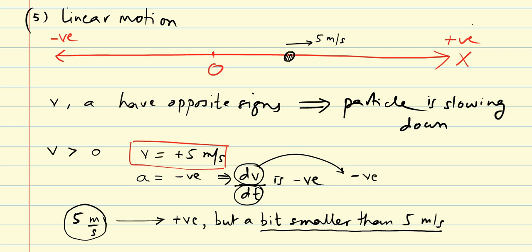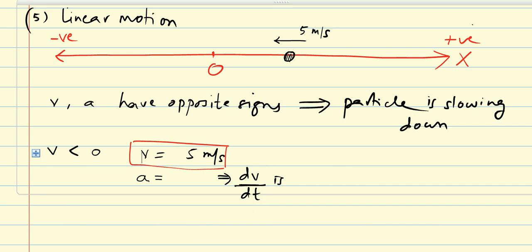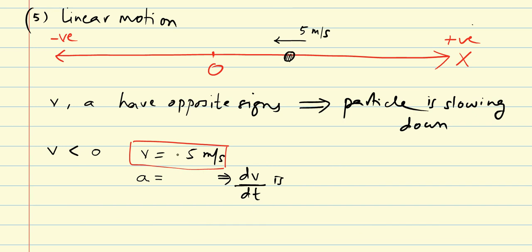Now let's see what happens if the particle has an original velocity which is negative. So the diagram has to be modified. The particle is going leftwards at 5 meters per second. Now this means that according to our sign convention, which is rightward positive, the particle would not have a positive velocity but a negative velocity, and so accordingly I'll just write minus 5 meters per second is the velocity. Now the acceleration has the opposite sign as compared to the velocity, so the acceleration is now positive.